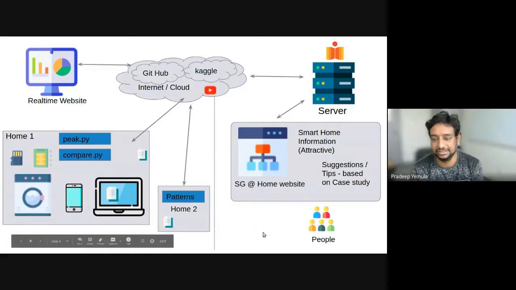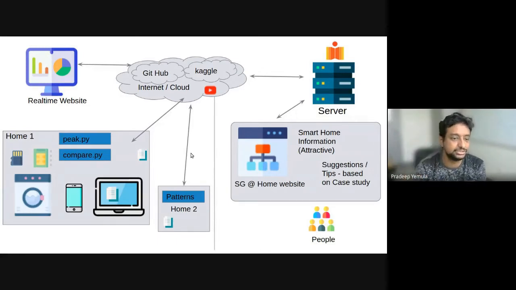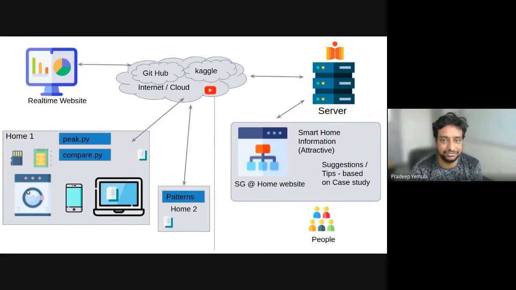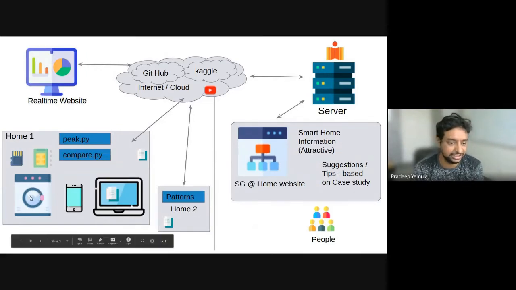We created an architecture in the last two lectures, right? So this is the architecture we have created. On the left side, you can see home one. This is the home where there is a washing machine, and not only a washing machine, but any particular device like a fridge or a television or any other device, a water heater, whatever.